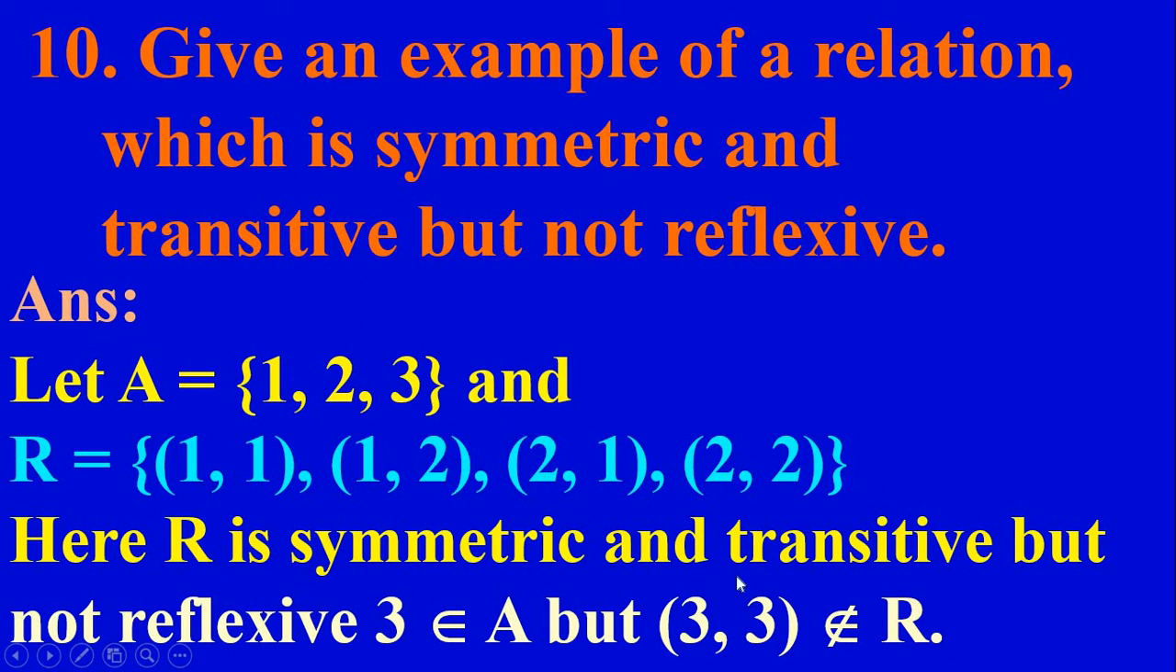Here R is symmetric and transitive but not reflexive as 3 belongs to A. So 3 is one element of A but (3,3) does not belong to R. So you have to verify for all elements. For all elements you have to verify the reflexive property. Here 3 is not related to 3. Therefore it is not reflexive.